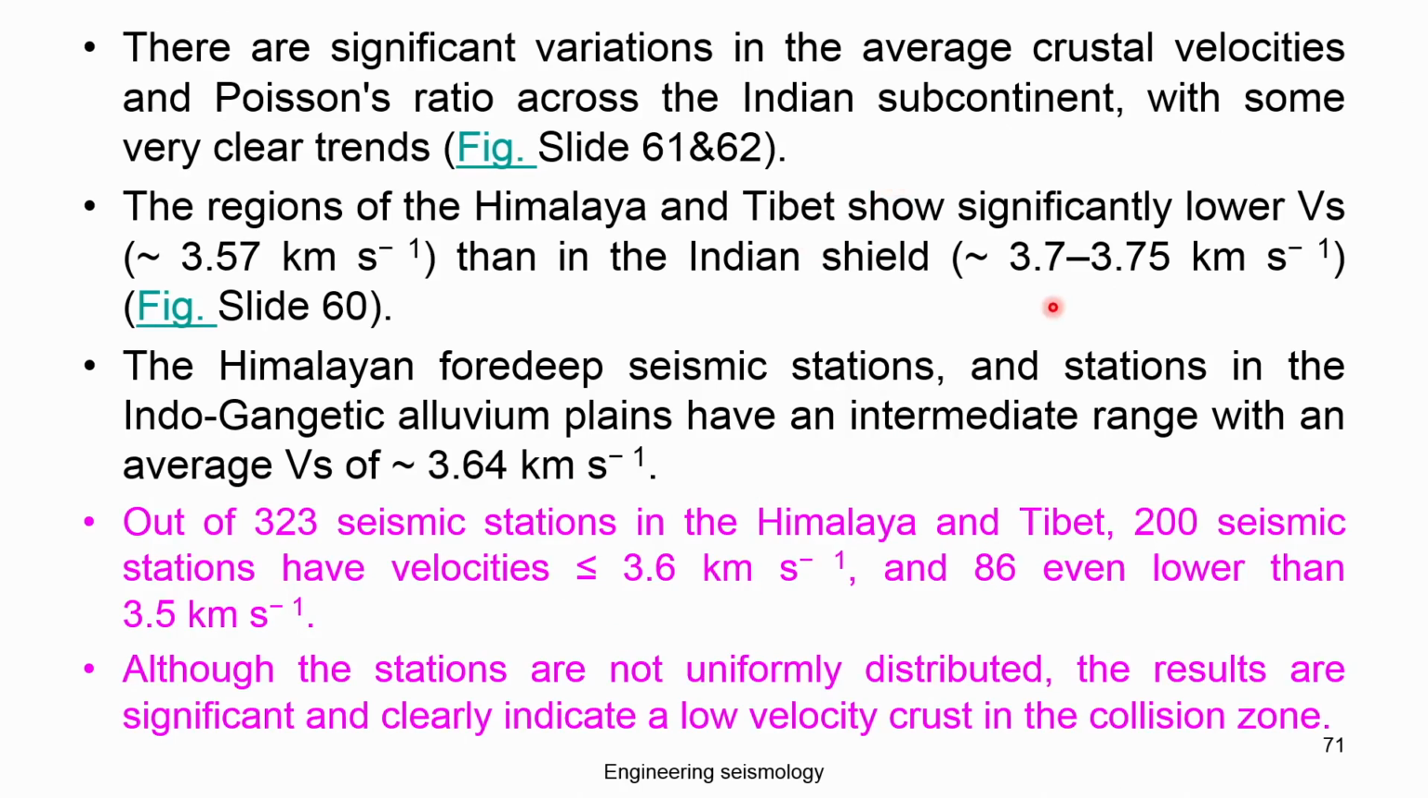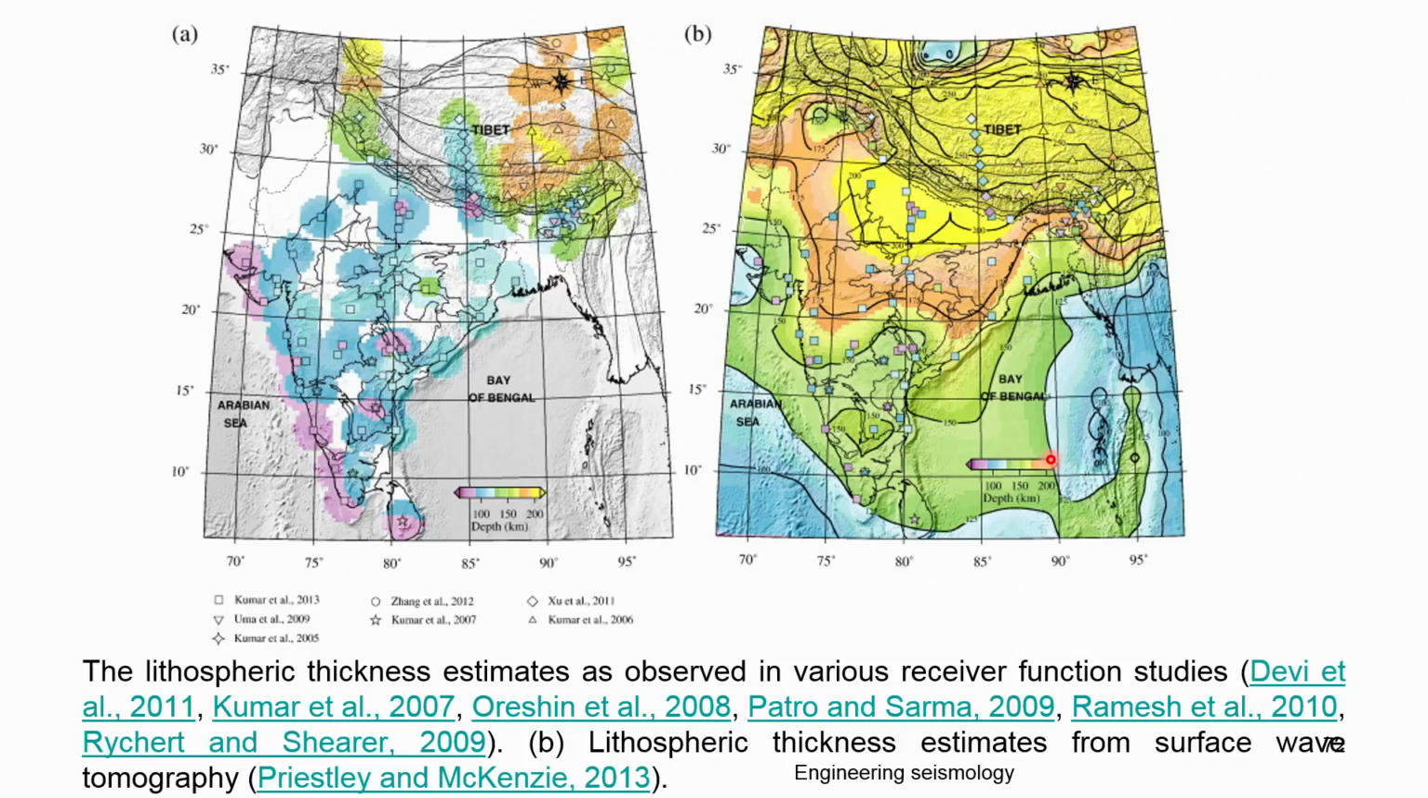Although the stations are not uniformly distributed, the results are significant and clearly indicate a low velocity crust in the collision zone. Okay, the lower the shear wave velocity, the more it indicates that the regions are more and more complex in nature, and the density and the velocity of the rocks are low. Lower shear wave velocity or shear properties change the S wave propagation drastically. That is the message you have to understand from this discussion.